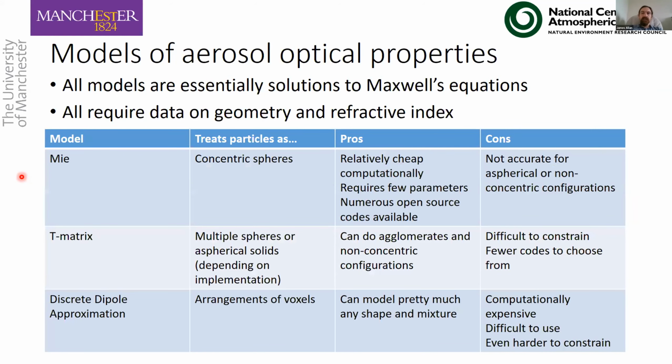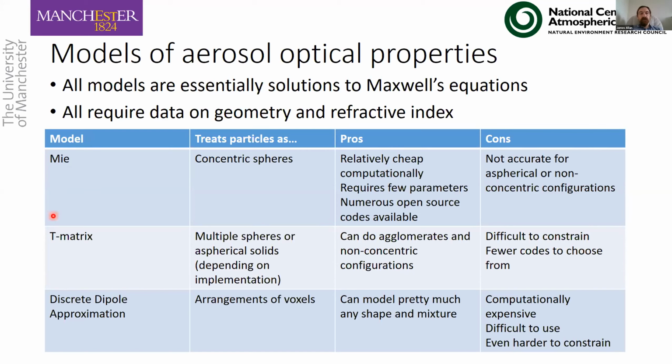Now, there's a number of different ways of modeling the optical properties of particles. I've picked out three common ones used by the research community here. All of them basically amount to providing a solution to Maxwell's equations for a given particle, given a certain geometry and refractive index. The one that is by far the most common is Mie, which applies to spheres, specifically concentric spheres. This is very good in that it's relatively computationally cheap and it gives you a nice unambiguous answer. But obviously, particles aren't necessarily spherical and concentric in the real world.